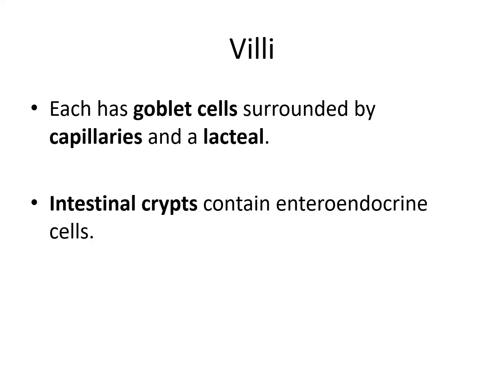Now, each has goblet cells. Okay, so you know it secretes mucus. It's surrounded by capillaries, because remember reabsorption is going to occur, and also lacteals. Do you remember lacteals? These are lymphatic vessels in the small intestine, and these are going to help absorb fats. You might have learned about these in SCB 203. And we also have what are called intestinal crypts that contain enteroendocrine cells.